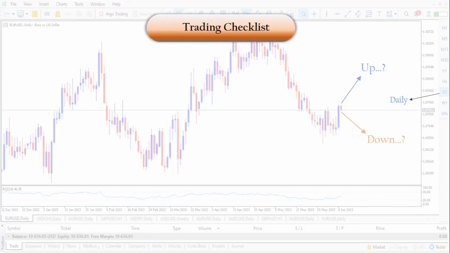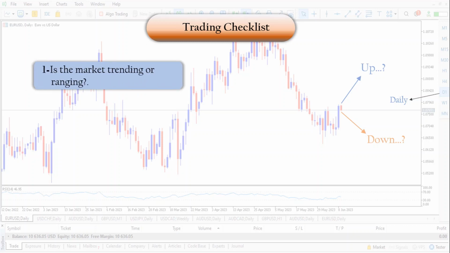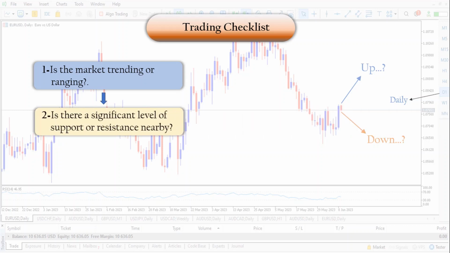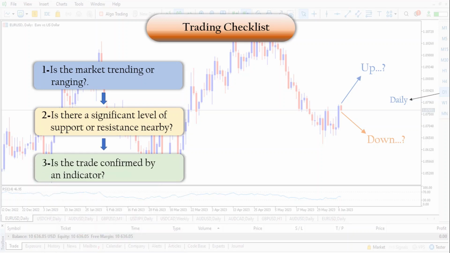So here is the very famous checklist. 1. Is the market trending or ranging? First, you have to understand what type of market we are in, trending or ranging. 2. Is there a significant level of support or resistance nearby? After we find out whether the market is trending or ranging, we have to understand the closest resistance and support, which we can use as our take profit and stop loss as well. 3. Is the trade confirmed by an indicator? After that, we have to confirm our trade with indicators.